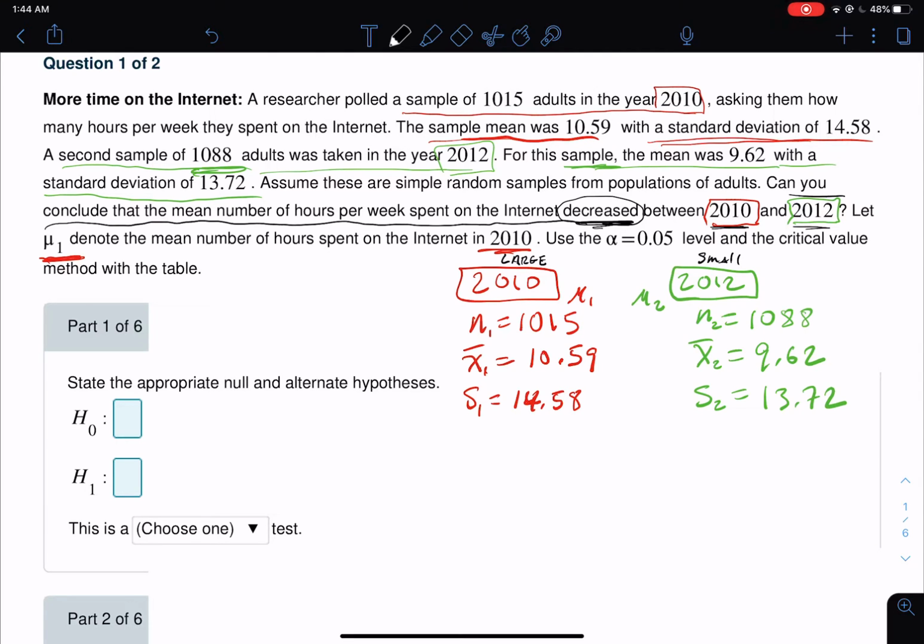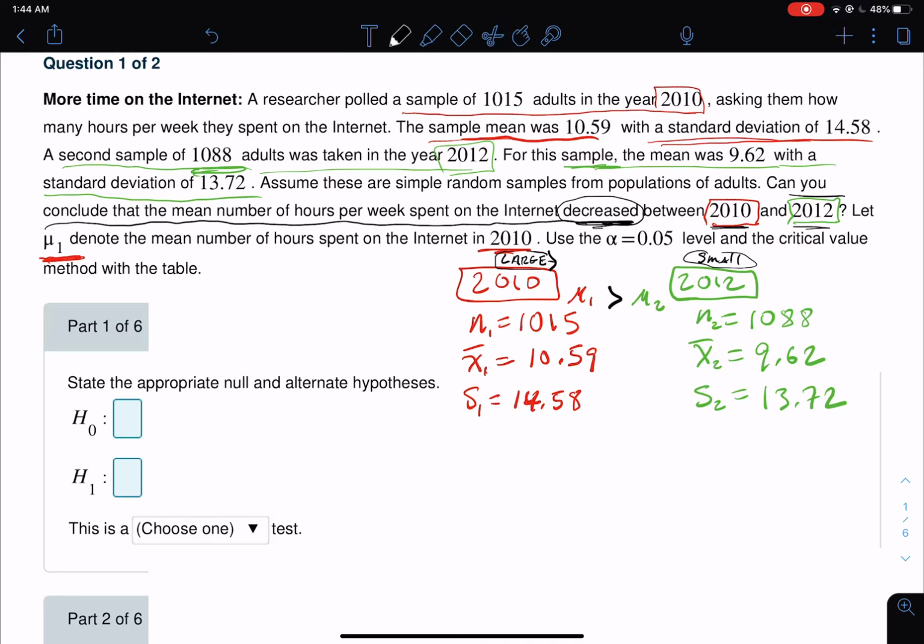So what kind of mathematical symbol can we use to show that? Well, if this is large and this is smaller, of course, we could have a greater than symbol that would do that. Okay, so that's going to be our alternate hypothesis.